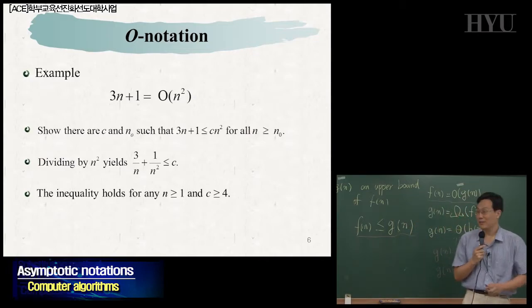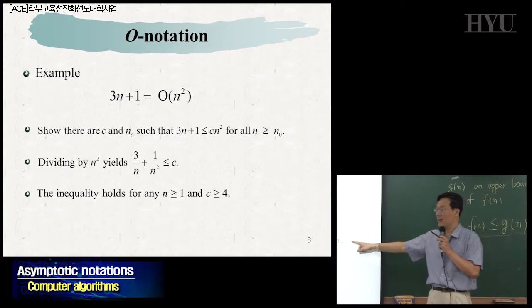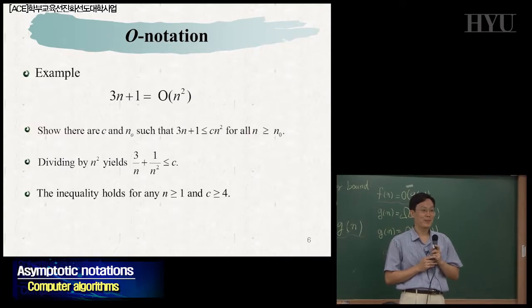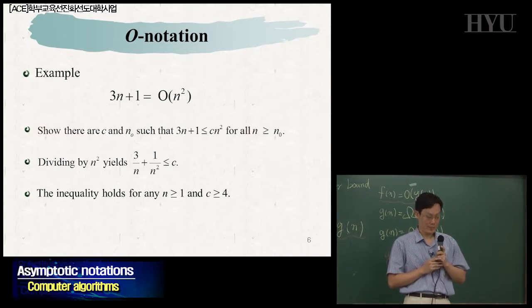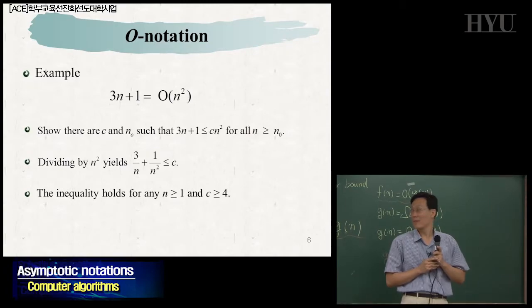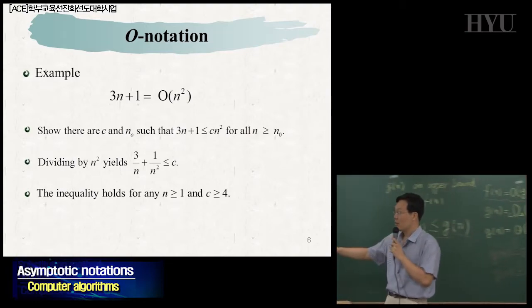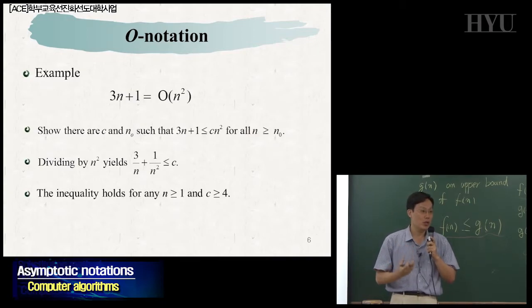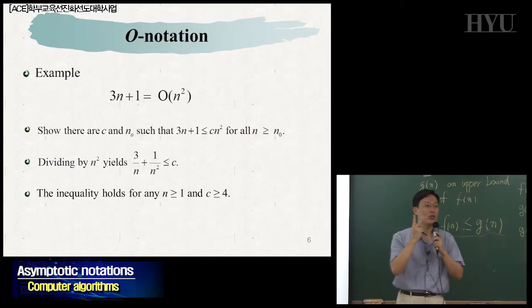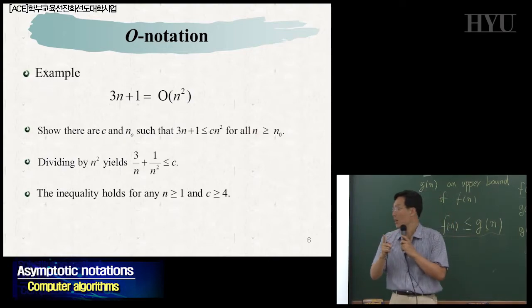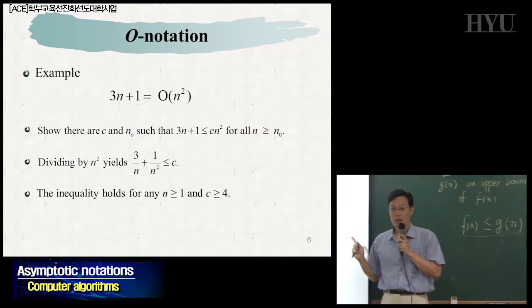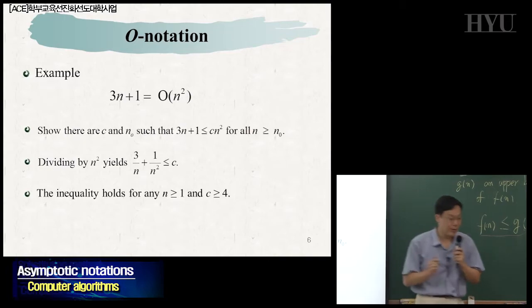Anna Katrina, what is the meaning of this line? It says you should find two numbers, n and c, for which the equation holds. Yes, this is the outline of the proof. What we should do is find two constants, c and n0, satisfying this. So this is the proof outline.